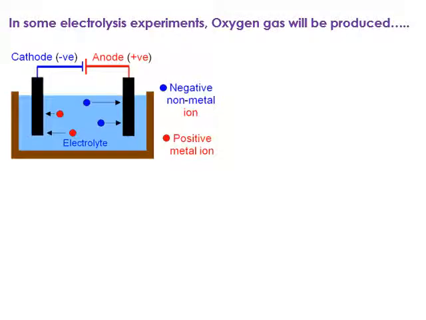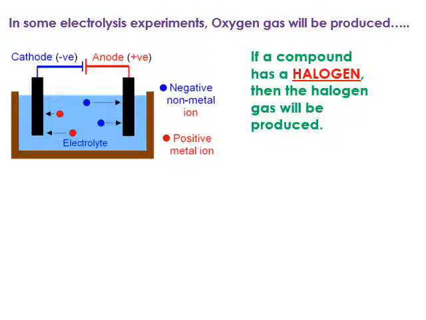Now, that was looking at the first part of the compound, which is the metal. The second part of the compound tells you what you're going to get off as a gas. So, sometimes you'll get oxygen gas given off. If you look at a compound and it has a halogen, then the halogen will be produced.